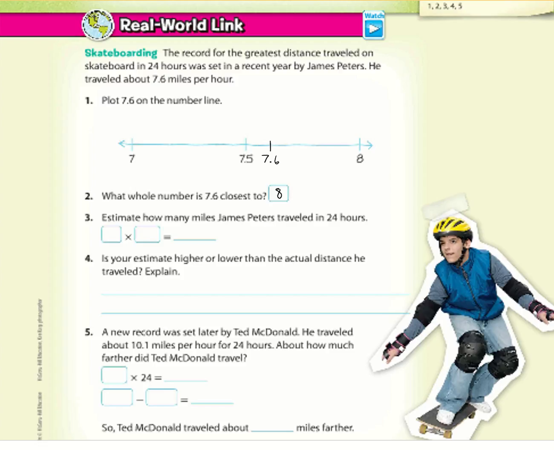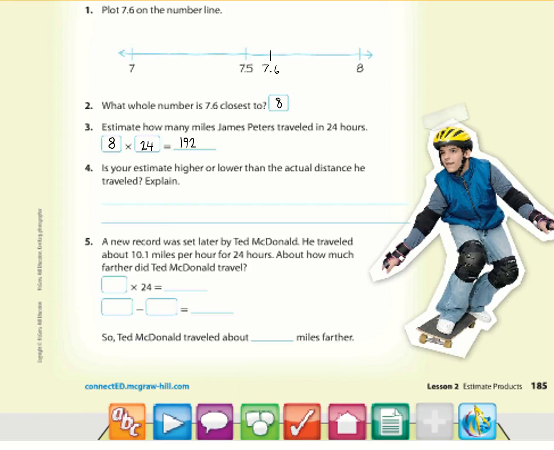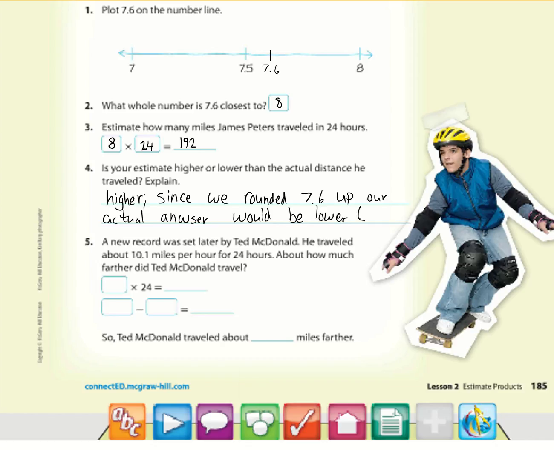It says estimate how many miles James Peters traveled in 24 hours. So his estimated miles per hour was 8, and we did that for 24 hours. So we're going to have 8 times 24, which is 192. Is your estimate higher or lower than the actual distance he traveled? Explain. So this is going to be higher. The reason is, since we rounded 7 6/10 up, our actual answer would be lower than 192.